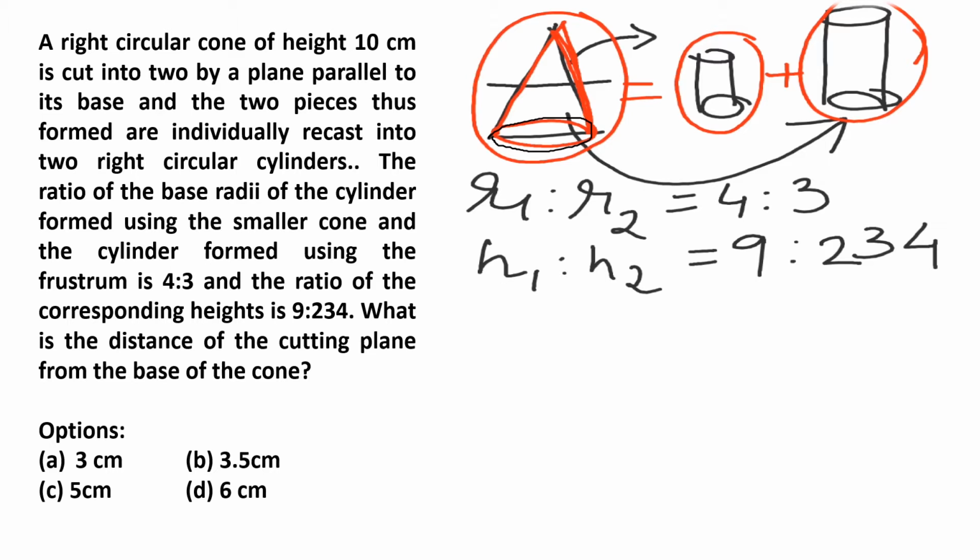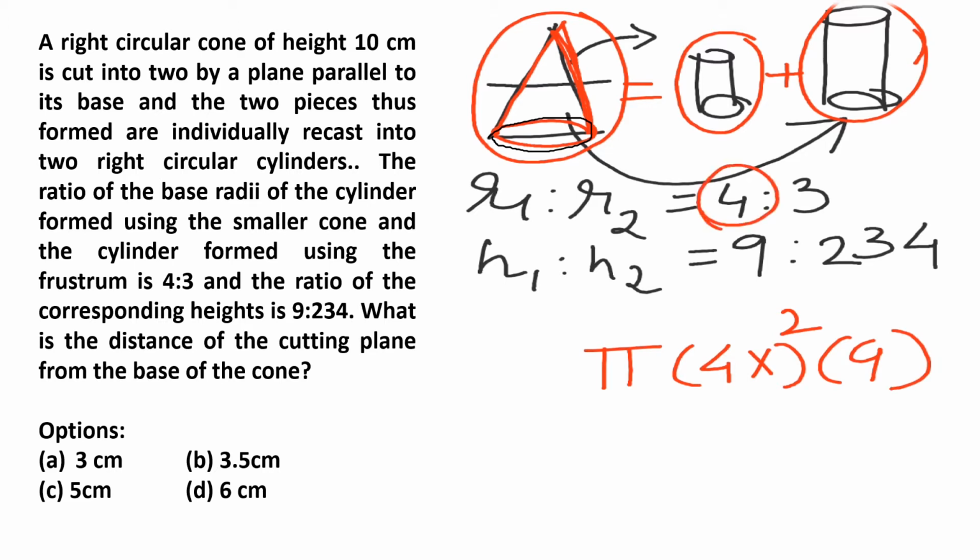Now what is the volume of the smaller cylinder? So the volume of the smaller cylinder is pi R1 squared H1. R1 is 4x, let's say (4x) squared, and H1 is 9. This is the volume of the smaller cylinder. This is 4, basically 4x I'm taking, and this is 9, this is 9y I'm taking. So this way I can write.